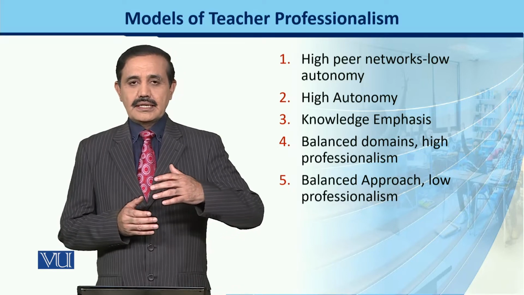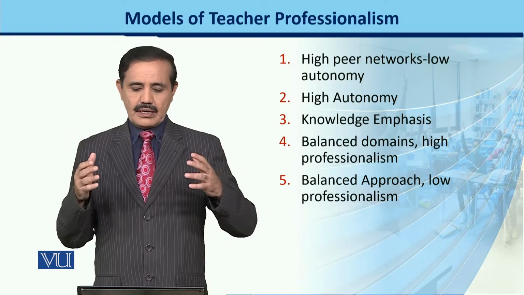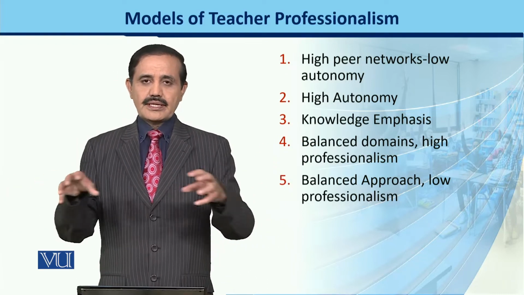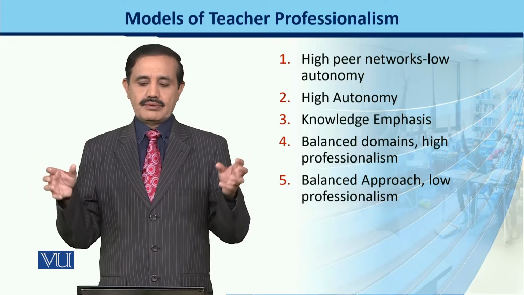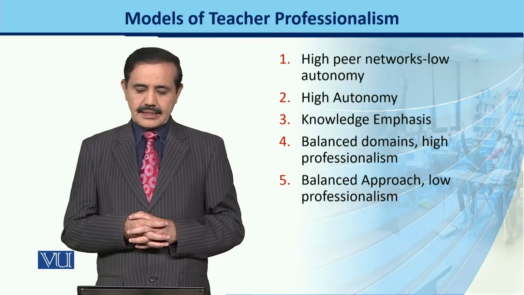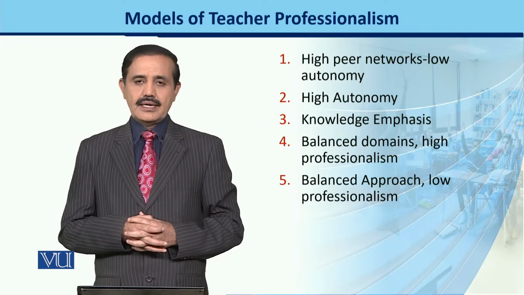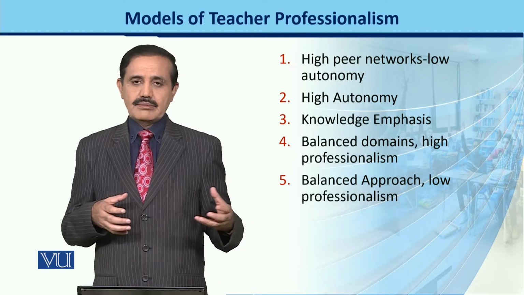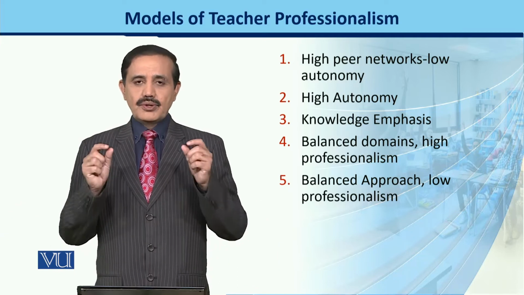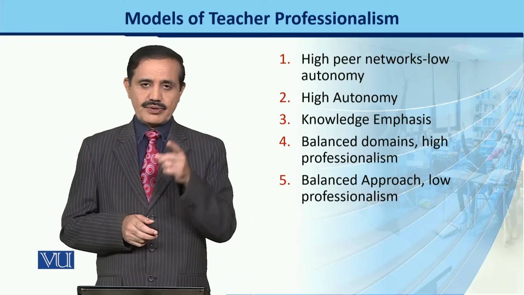In this model, there is a possibility, or the provision, of a high peer network. I can improve my professionalism by networking with other organizations, with my peer group, with my other colleagues, seniors, particularly the peer group. The autonomy level is lower, but the peer network is high. The other is high autonomy. The level of autonomy given to the teachers is at the highest level. The other two components have a lower level of significance or importance in this teacher professionalism model.